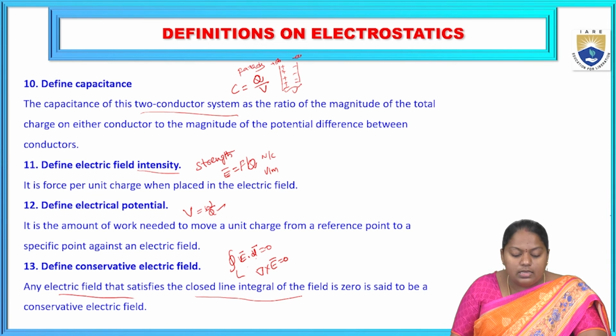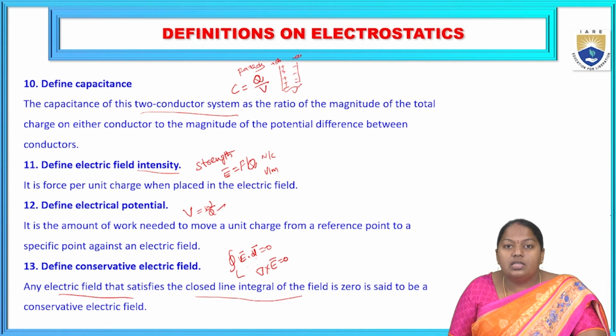This is the electric field that satisfies the closed line integral of the electric field intensity being 0, and it is said to be a conservative electrostatic field. That is, closed line integral over L of E dot dl is equal to 0 and del cross E bar equal to 0.